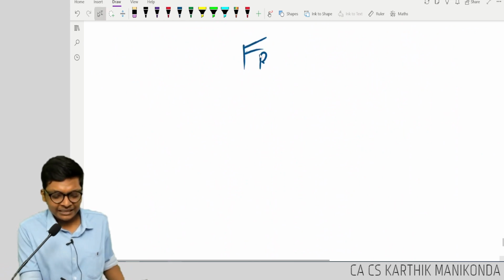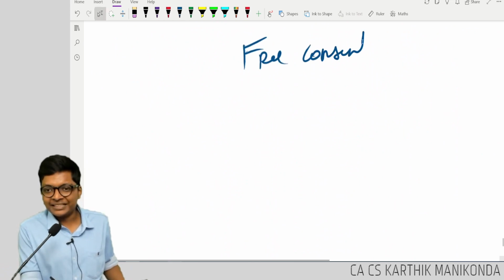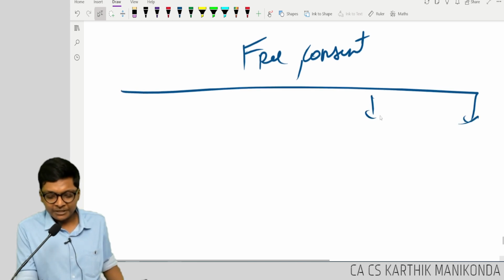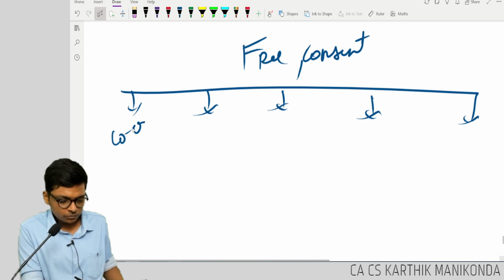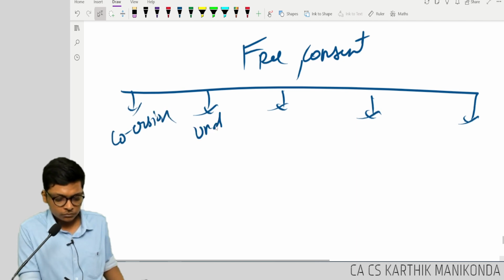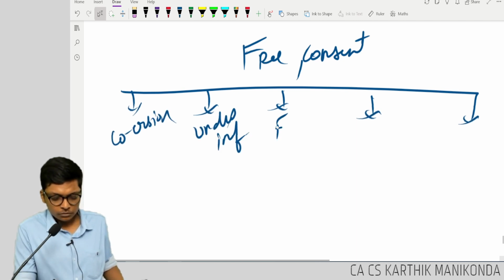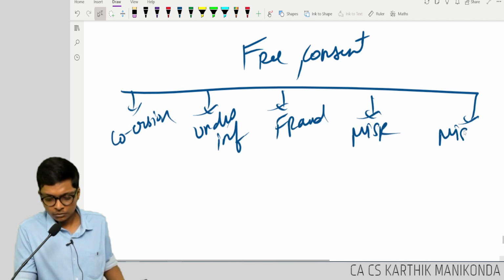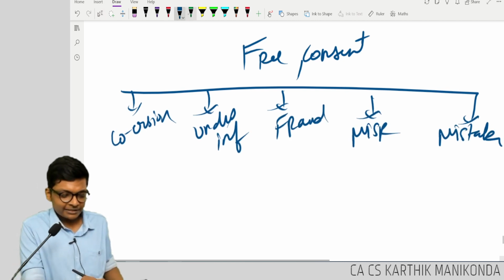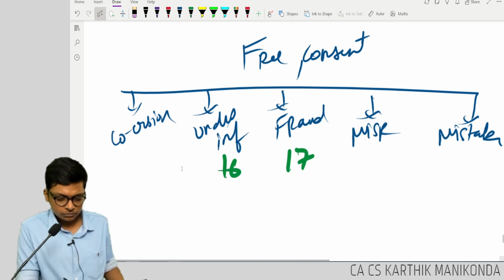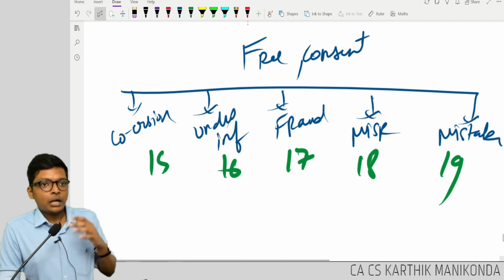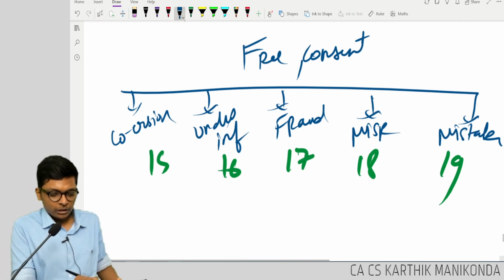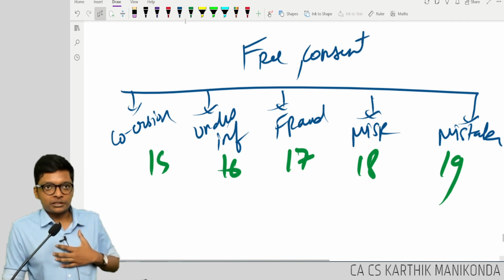Free consent. This I'm sure everybody would have studied. Nobody will skip this. So quickly let me write all those things, the section numbers. Okay. Now follow, guys. Now I'll explain each concept.